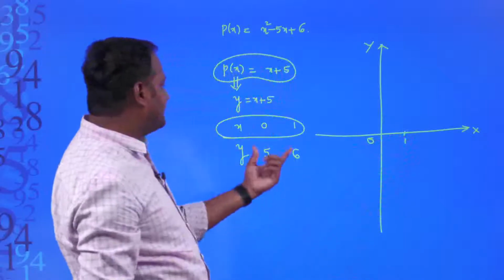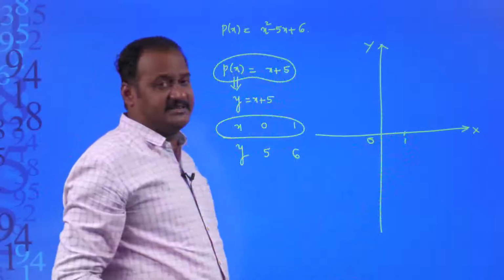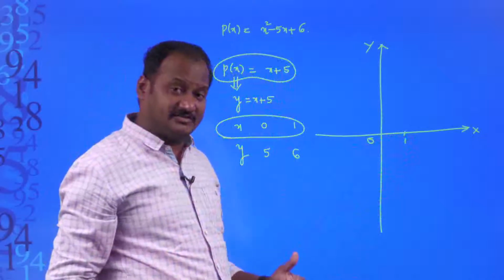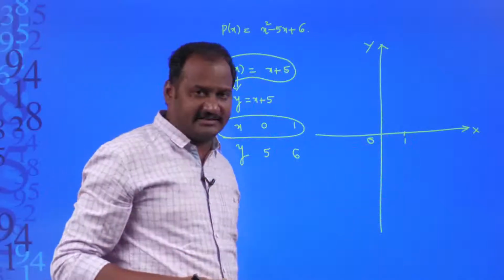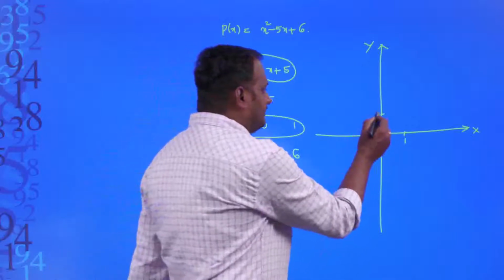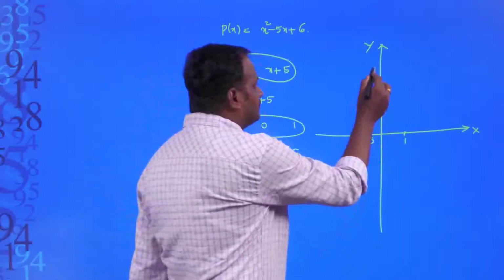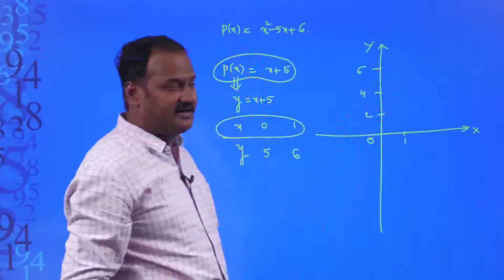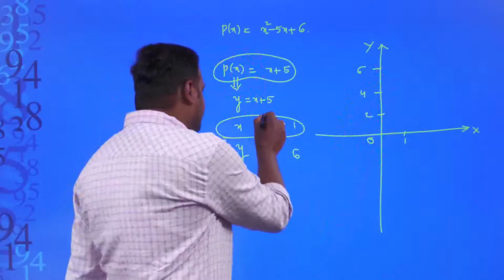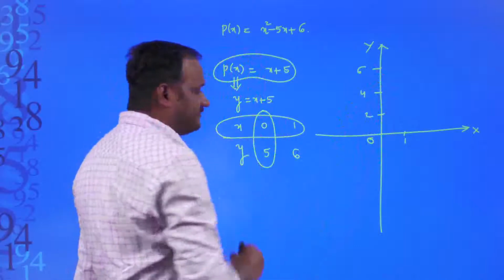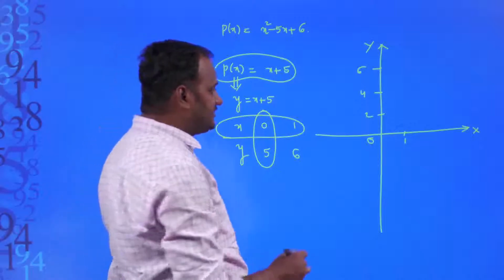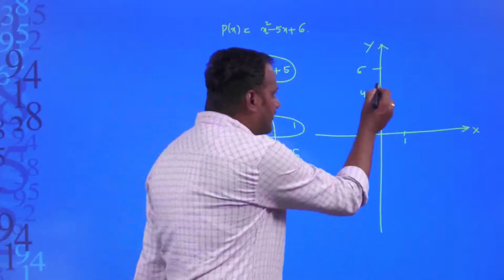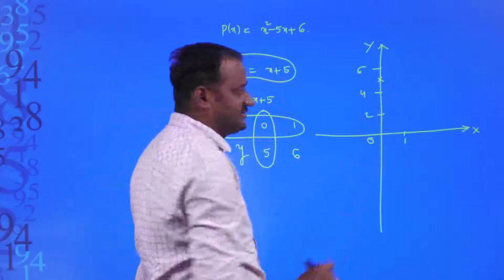And what about the maximum value of y? 5 and 6 means 6 is the maximum, that too positive 6. So I don't want negative y axis. Okay. I will take the values, let it be 2, this is 4 and this is 6. Okay. Let me plot the points. When x is equal to 0, y is equal to 5. Okay. When x is equal to 0, y is equal to 5 means this is the first point.